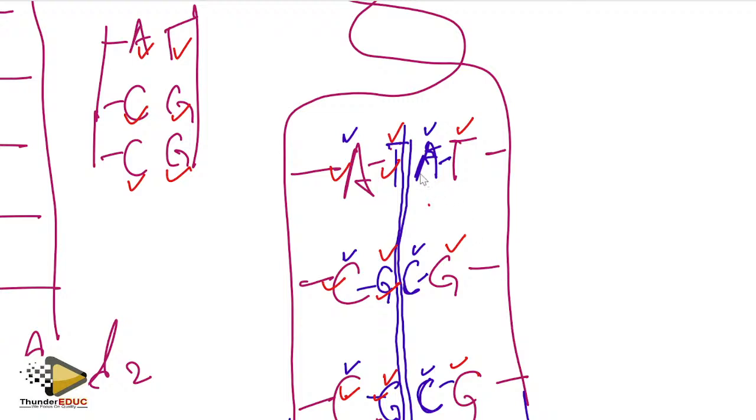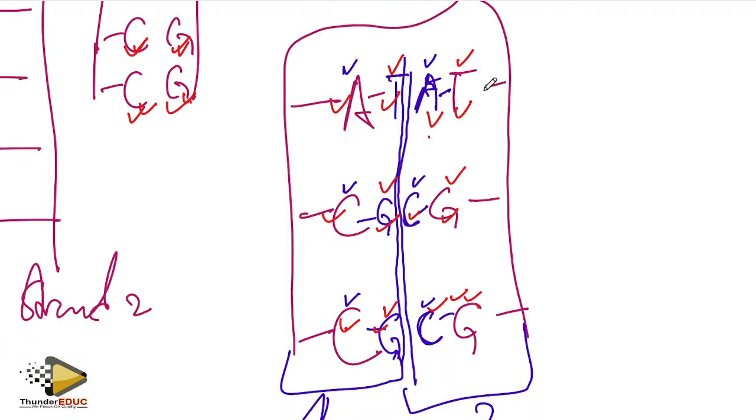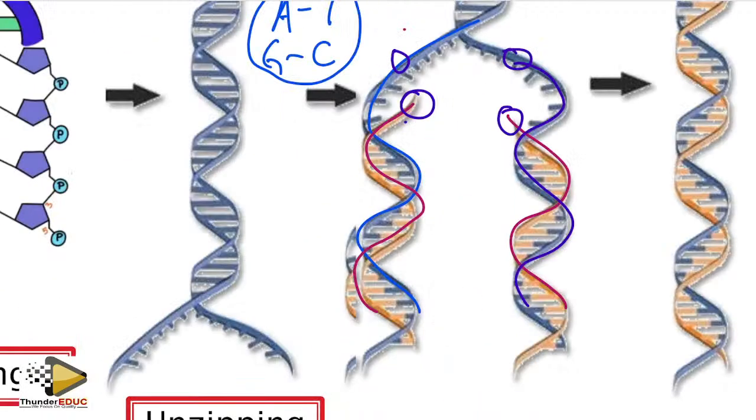What about this? I have A here, I have A here, I have T here, I have T here, I have C here, I have C here, I have G here, I have G here, I have C here, I have C here, I have G here, I have G here. It means that the two new DNA which are formed are genetically identical. That's what it means. So you have to know that concept.